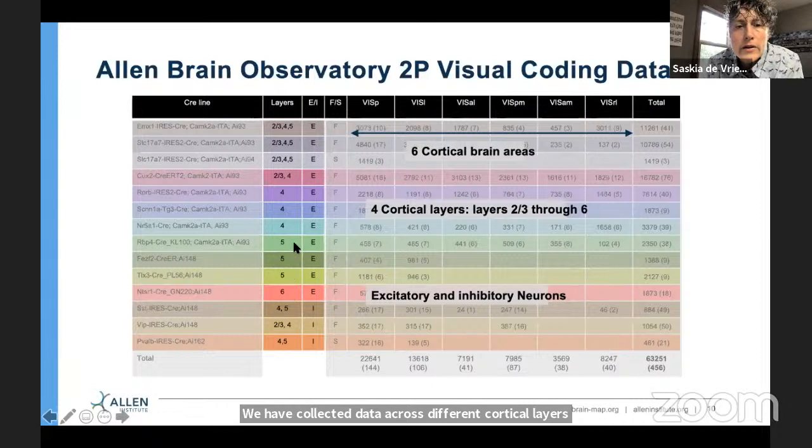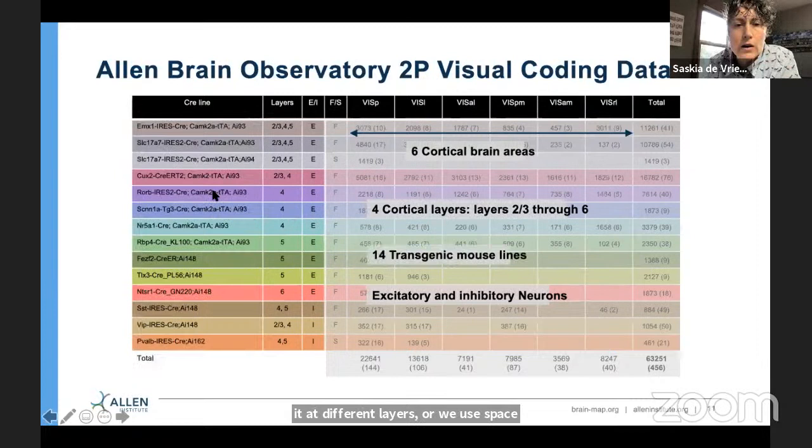Sometimes we use a broad expression where we have pan-excitatory expression across all of the layers, and we can image it at different layers. Or we use specific Cre lines that are specific to a particular layer or a subtype within a layer, which gives us more specificity on the cell types that we're imaging. In total, we've used 14 different transgenic mouse lines.